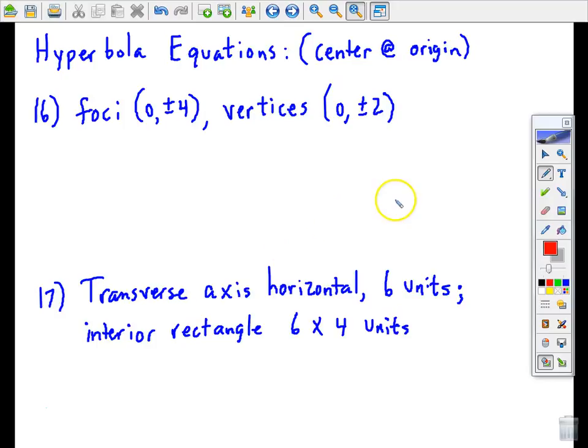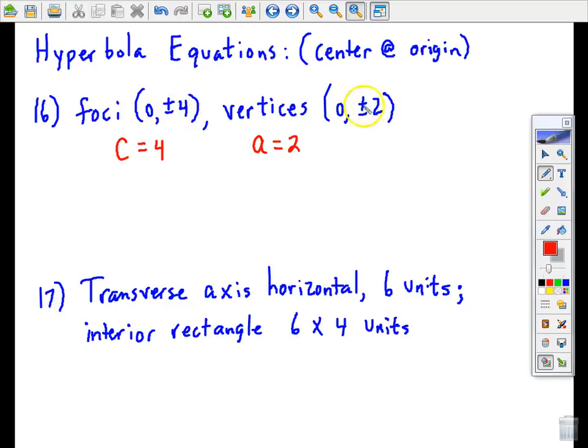Now let's write some hyperbola equations. These are all centered at the origin. So I'm given the location of the foci, and that's 4 units away from the origin. So my c value is 4. I'm also given the location of vertices. They are 2 units away from the center, which is the origin. So remember, vertices can always be associated with the variable a in my equation. So a is 2.